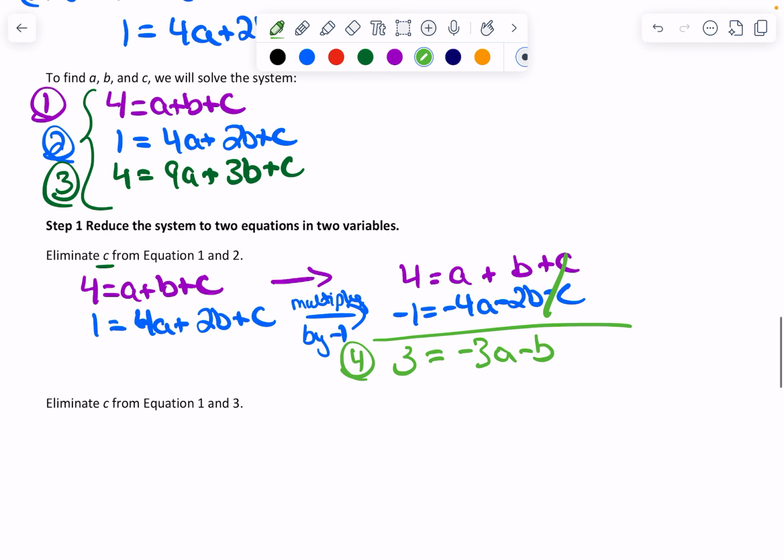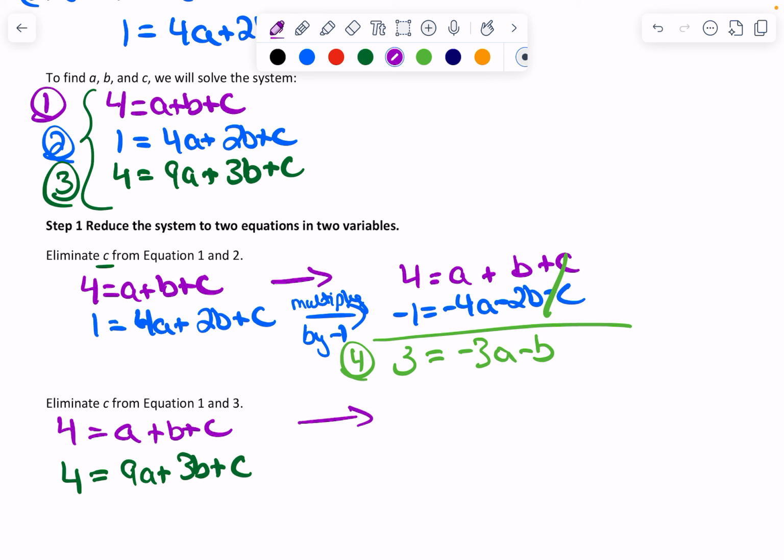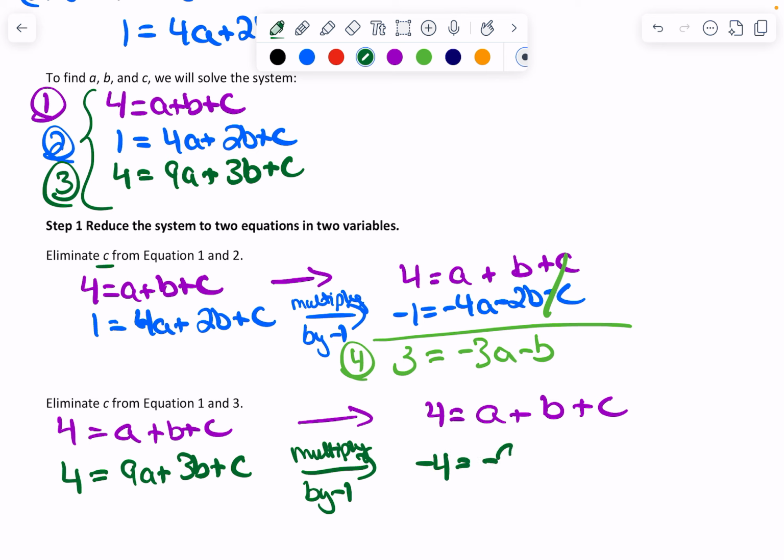Now, next eliminate c from equation 1 and 3. So our equation 1 is 4 equals a plus b plus c, and our equation 3 is 4 equals 9a plus 3b plus c. We're going to do the same thing. The top one is going to stay as it is. We're not touching it. And this one we multiply by -1. So -4 equals -9a minus 3b minus c.